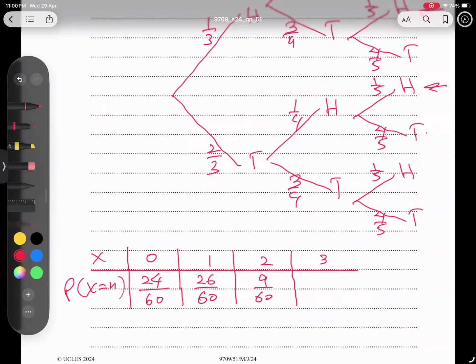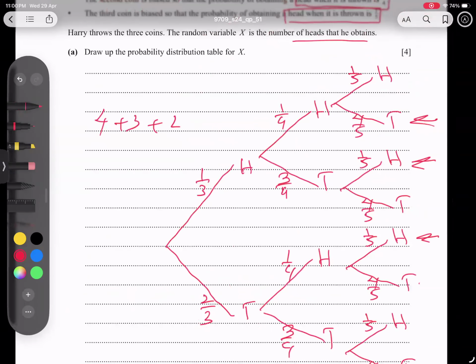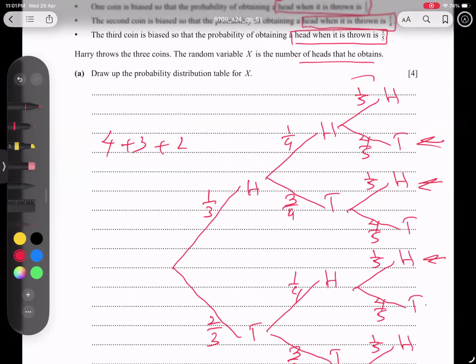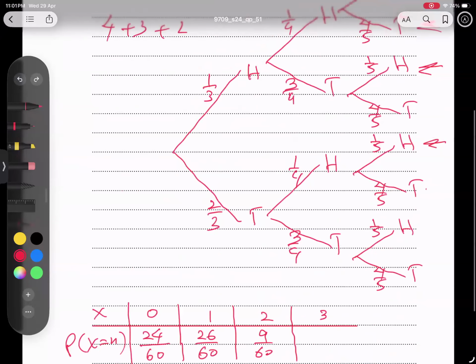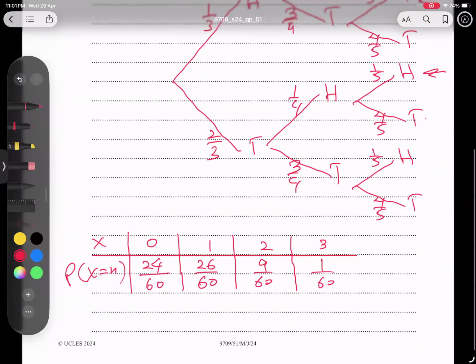The fourth one we can do directly also. Okay, 3 heads is no problem. Top branch, I got 1 1 1, so 1 over 60. And the sum of all values will be 1 if you check. You add, you got 59 plus 1, 60. 60 by 60 is 1. So I hope this part is very clear.